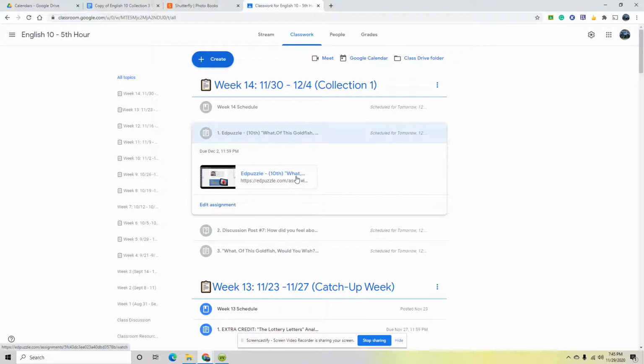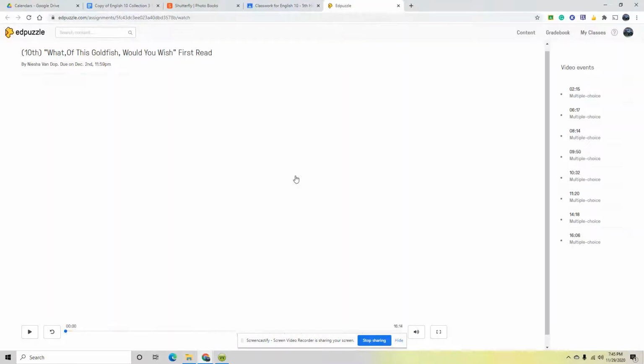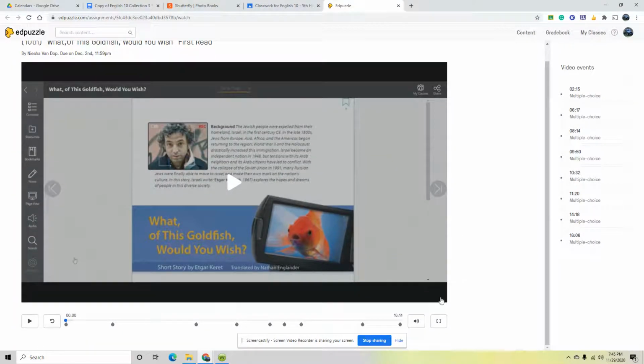The Edpuzzle is right here. I did make a copy and assign it to you guys. Takes a little over 16 minutes to listen to. If you see right here, it's on page 3 in your textbook.